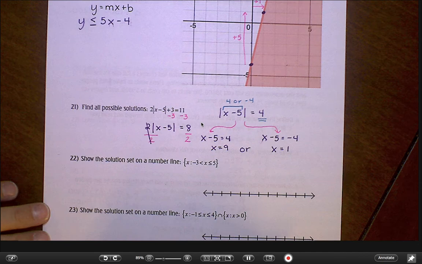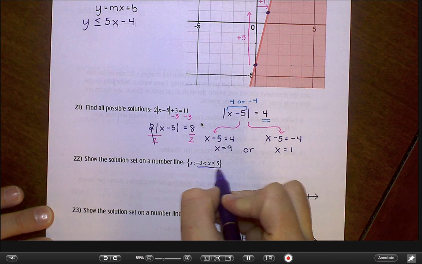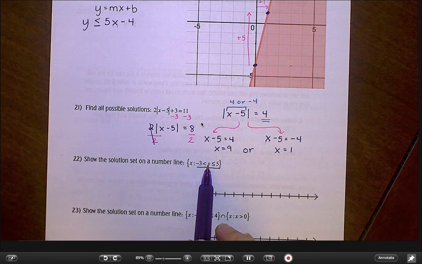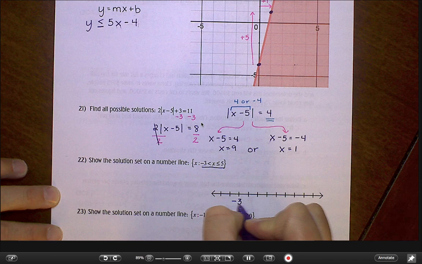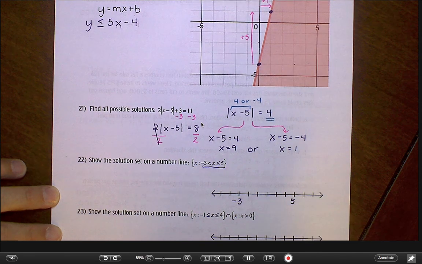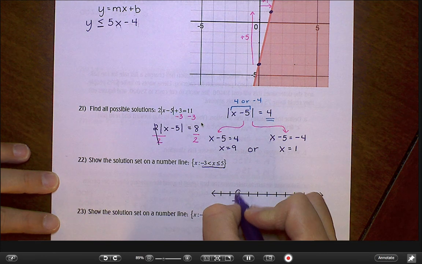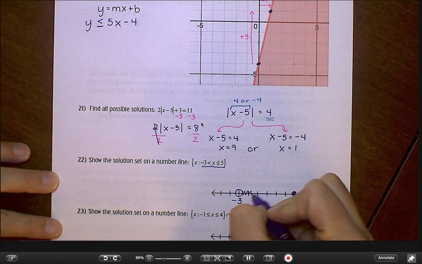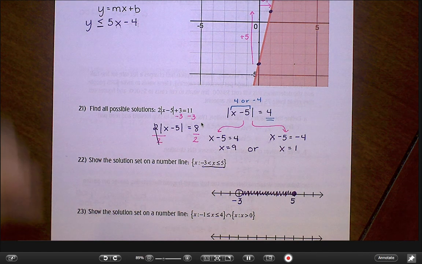Okay, carrying on. Show the solution set on a number line. Really, the only part you need to focus on is this right here. And that is just saying that x is everywhere between negative 3 and 5. Literally, it is saying x is greater than negative 3 and smaller than 5. So if this is my negative 3 and this is my 5, and I'm not counting my spaces in between, I probably should, but I'm going to have an open circle on that negative 3. I'm going to have a closed circle on that positive 5, and I'm shading everywhere in between.